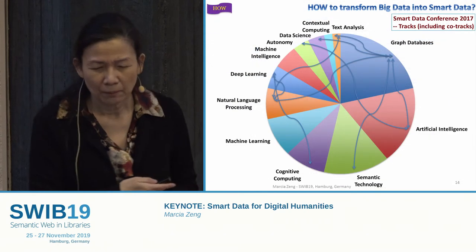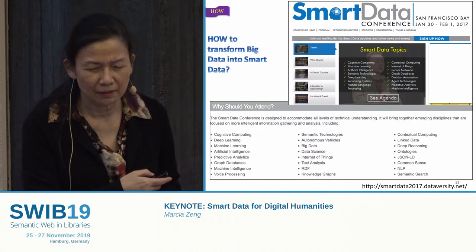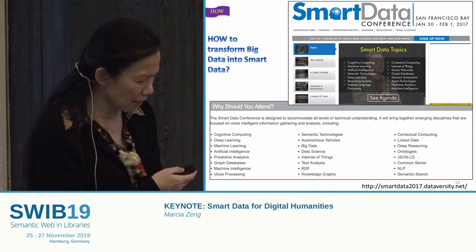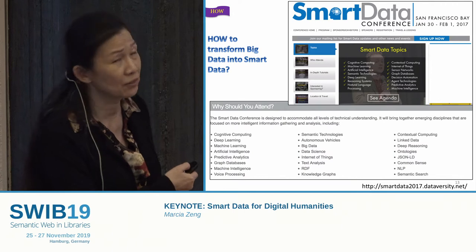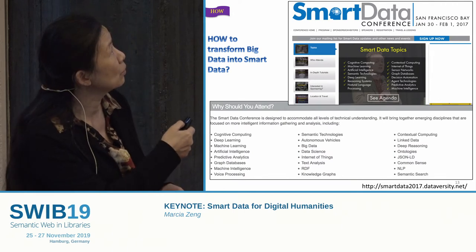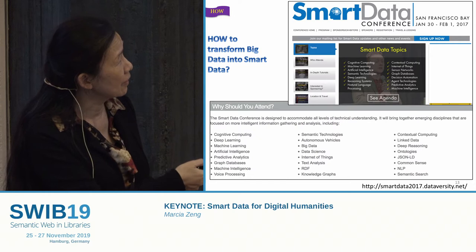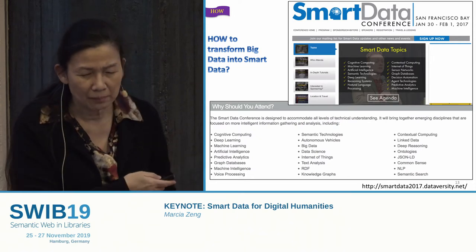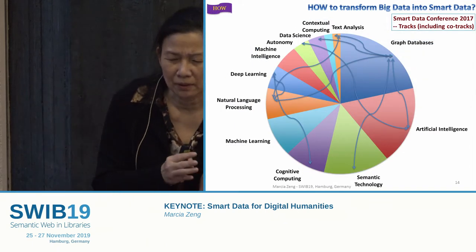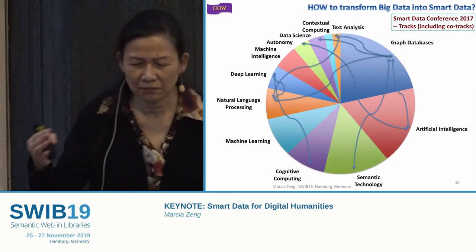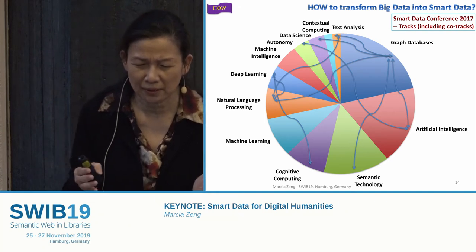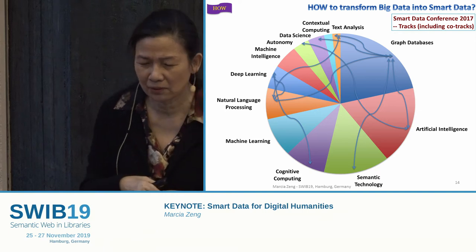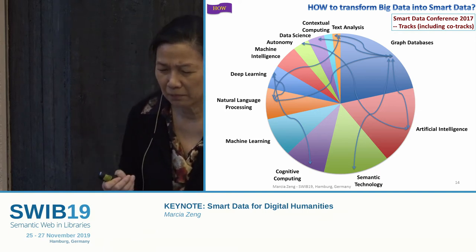At the Smart Data Conference, they would say who should come to the conference. It's also enterprise or business oriented. So who should come? You probably see all those terms are very familiar. So I made a chart to show the conference tracks, including the code tracks. What are the things this smart data conference is talking about and training people to do?